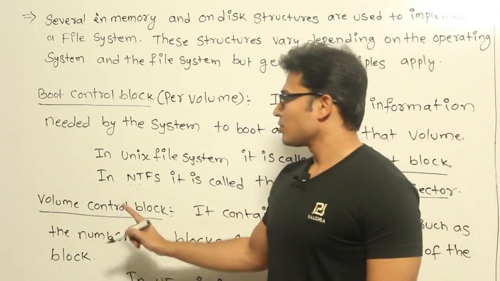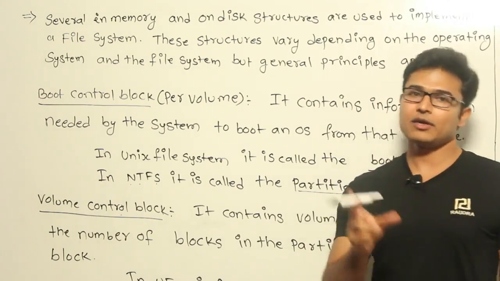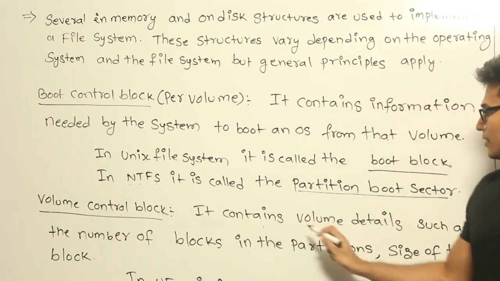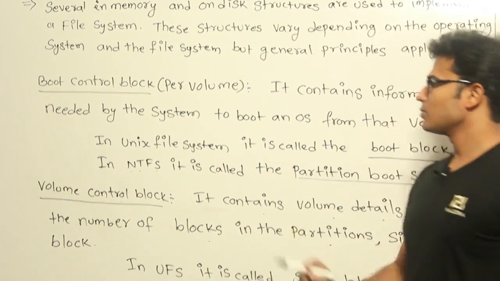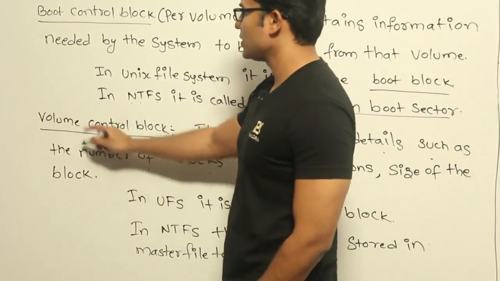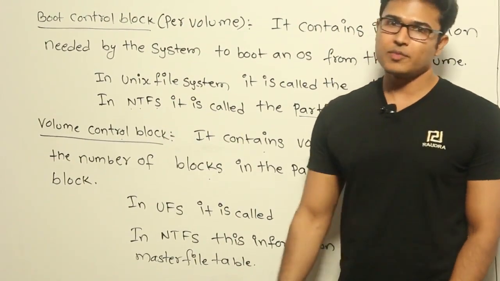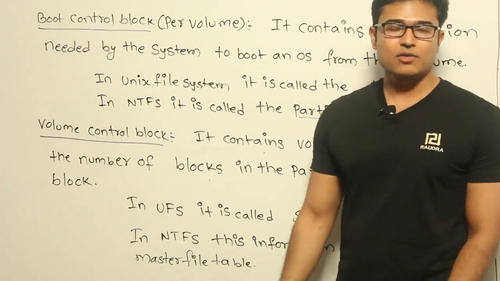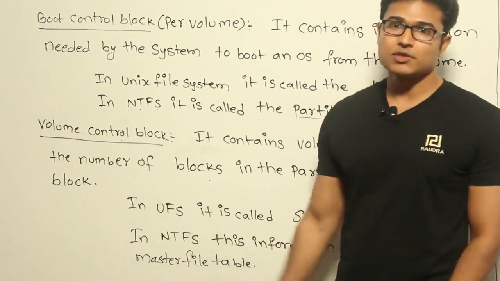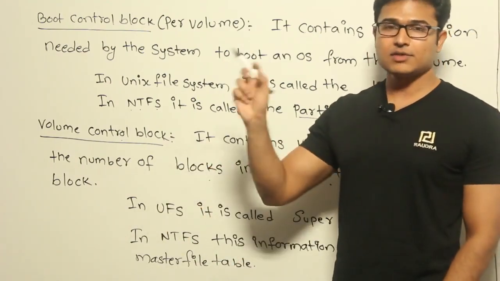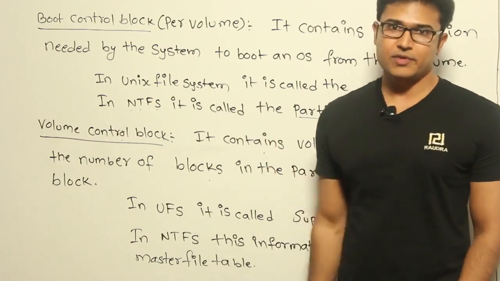Therefore, this volume control block will know exactly how many blocks are available in this partition to be allocated for the files, right? Now see this, it contains the volume details such as the number of blocks in the partition and the size of each block. So following the boot control block, the next block will be the volume control block. Here you will find out exactly how many blocks are there in the partition, and what is the size of each block. Depending on that, whenever you get a request for a file allocation, you will choose how many blocks to allocate and how many blocks are required, okay?